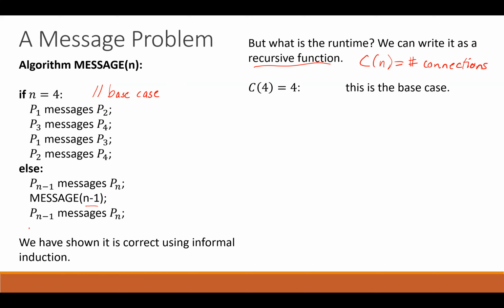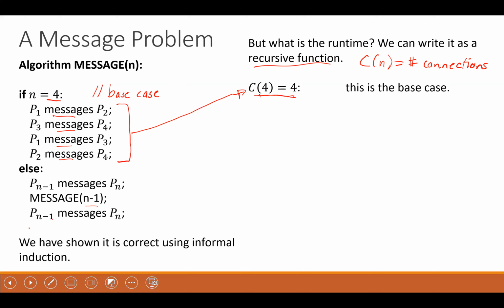Okay, so this is our function and it counts the number of messages. We know that if we have 4 people, then we have 4 messages, right? So that I'm taking straight from this part of the recursive algorithm. I have 1, 2, 3, 4 messages here on an input of 4. So C of 4 is equal to 4. All right, so that's our base case.